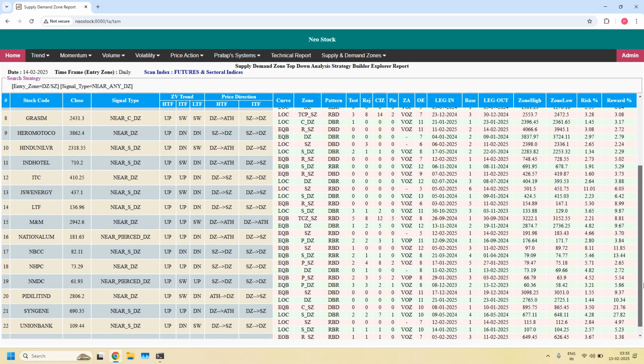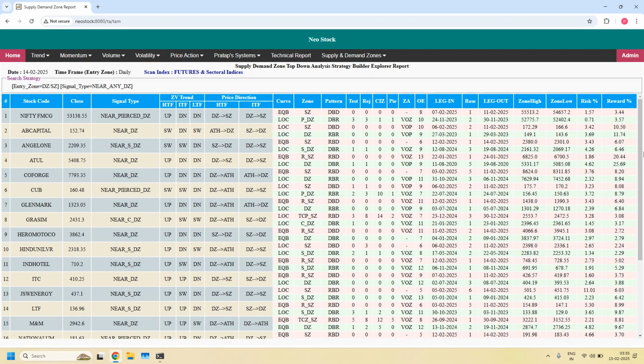So in total we got 23 stocks. Let us identify high liquidity zones from this list. Angel One is having a high liquidity daily demand zone. Grasim is having a high liquidity daily demand zone. Hindustan Unilever is having a high liquidity daily demand zone. Indian Hotels is having a high liquidity daily demand zone.